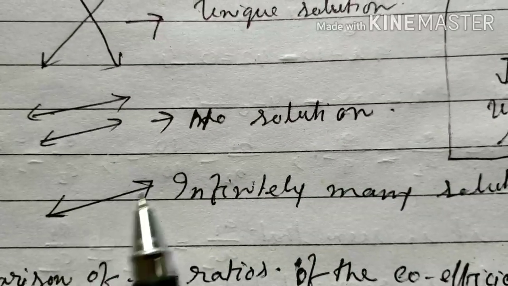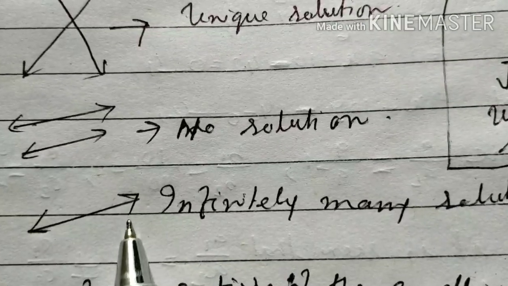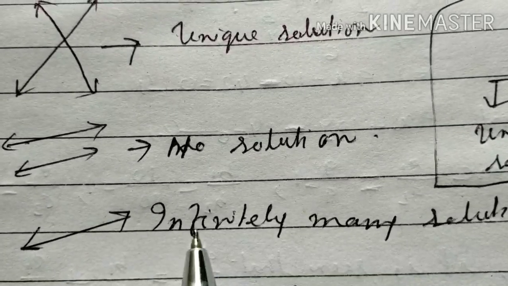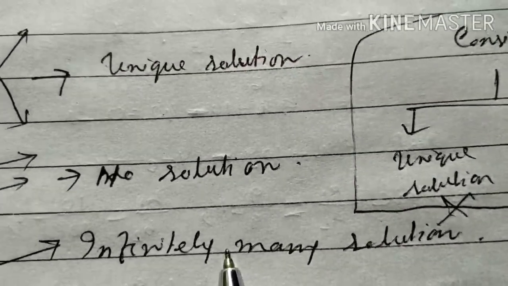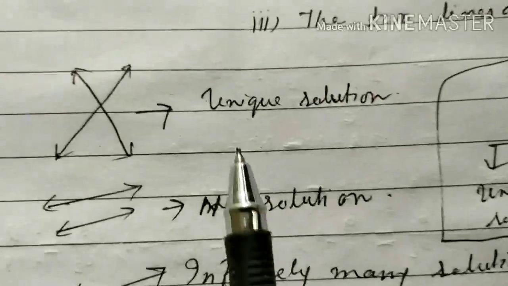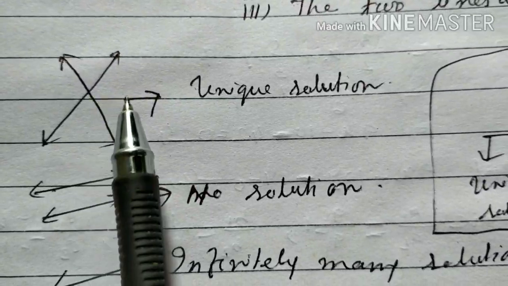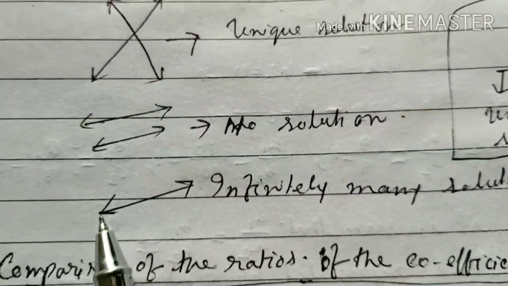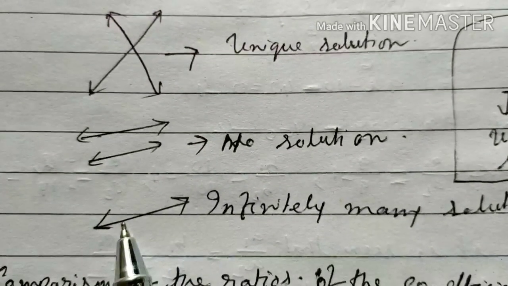And then coincident lines: if the two lines coincide, in that case the two equations have infinitely many solutions. Okay, when there is a solution, we say consistent. The first equation's graph intersects, or a single straight line is obtained; in that case we say consistent.